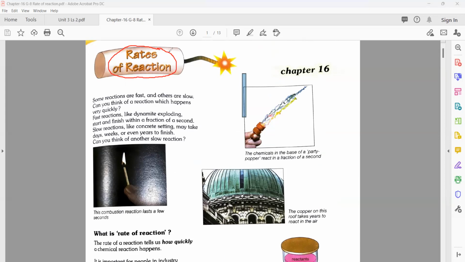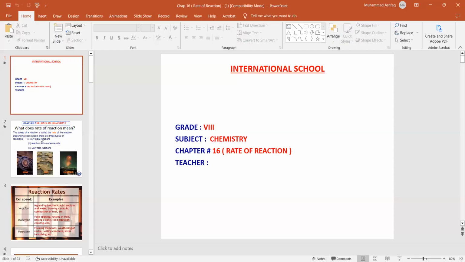As you know, the heading mentioned here is: what is a rate of reaction. First, you should know the term rate. Here you can see a couple of reactions like this one. What's happening in this diagram, and the copper on this roof takes years to react in the air. So these are different types of reactions that happen. Let's see the proper definition of all these types of reactions.